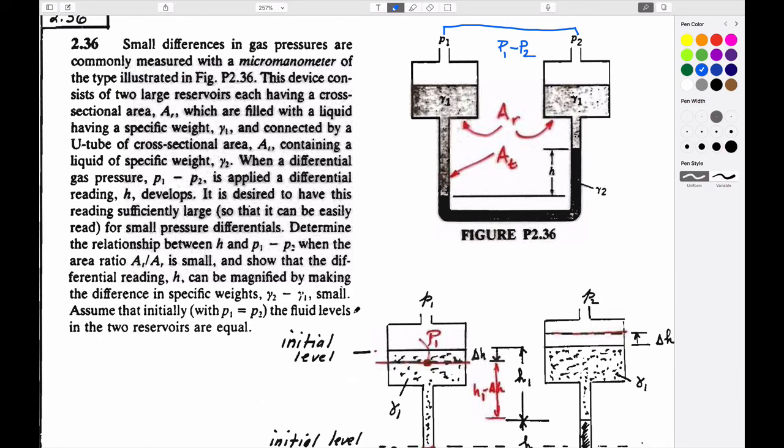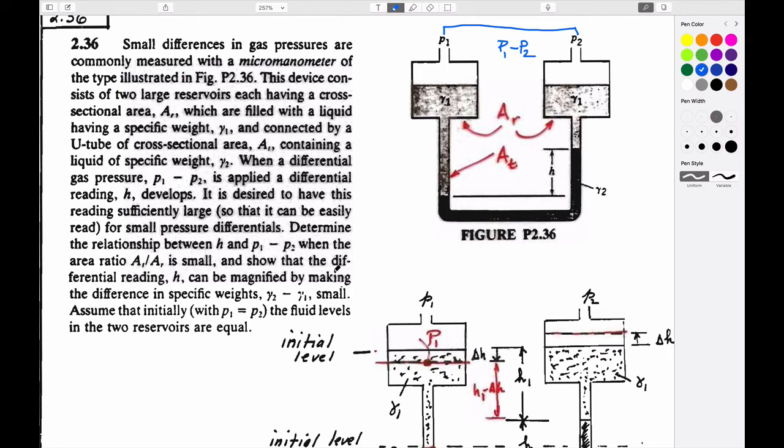Many times in experiments you don't want to measure the absolute pressures. It's not so easy to measure an absolute pressure with a pressure transducer and a different absolute pressure with another pressure transducer and subtract the results, because there's inaccuracies in those pressure transducers. They're only valid over a certain range of pressures. So sometimes it's easier just to measure the difference in pressures between them.